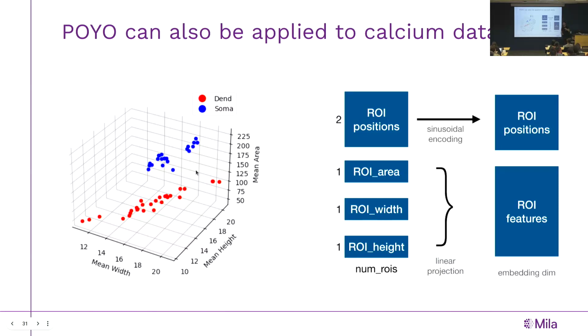You don't just tell it, here an event occurred at this time, it was from this neuron, it was from this recording, but you also say, and it was from this ROI that has this width, height, and area. So we prepare now a set of additional features to feed into POYO. So also the ROI height, width, and area, and the position within the imaging frame.